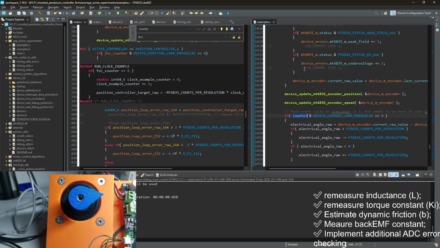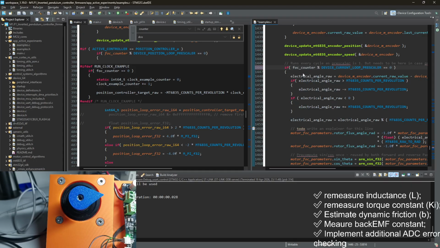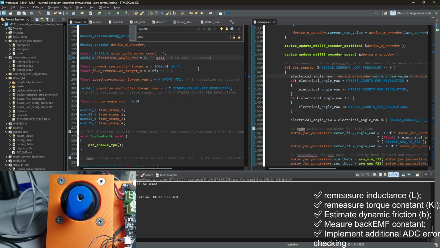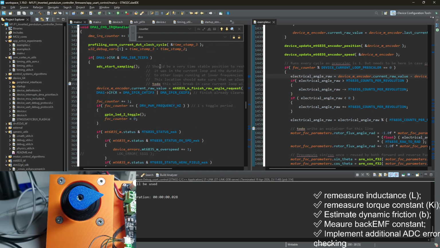Device current loop. So let's see. Counter here. Electrical angle raw. What the hell is this? Why is it a global variable? I actually need to add it to some structure. To do: add to some structure. And probably this as well. Right? No? Yes? No? Maybe. We will see.